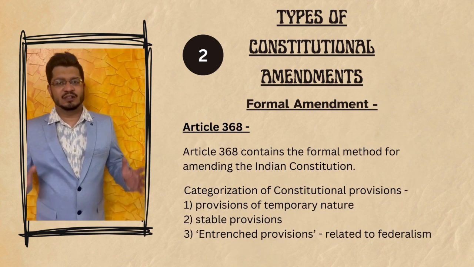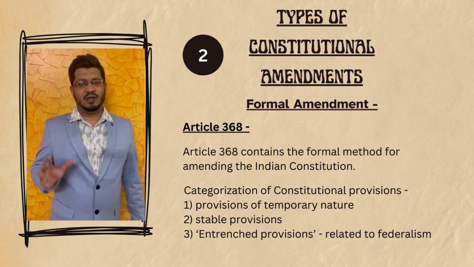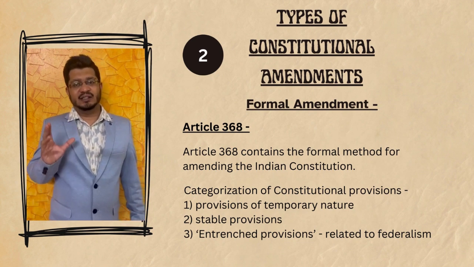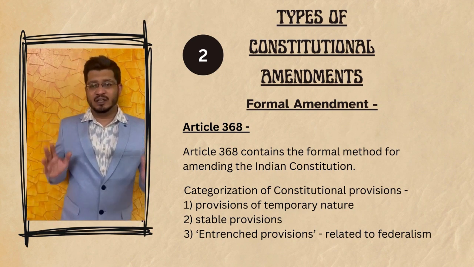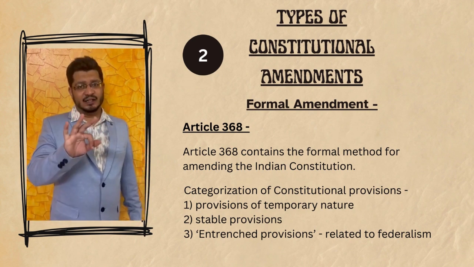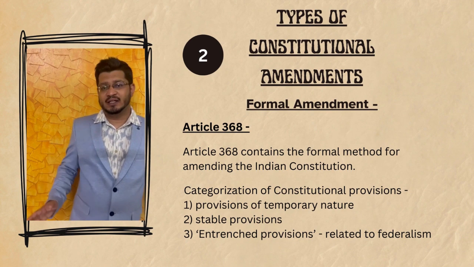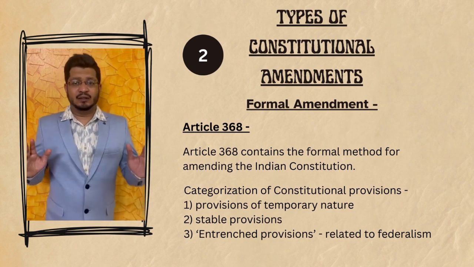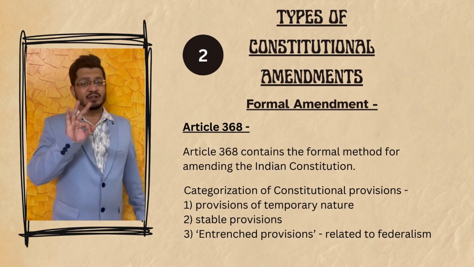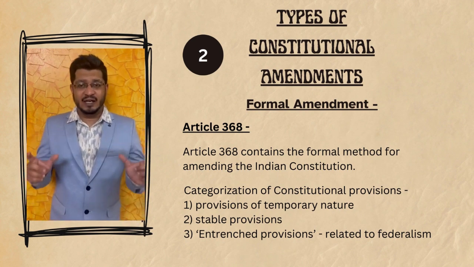Now let us start with the subtopic of formal amendments. In the Indian Constitution, the method for amending the Constitution has been described in detail in Article 368. In the context of the Indian Constitution, formal constitutional amendments can be broadly divided into three categories. The first category is amendment of the provisions of a temporary nature. Next, number two, it includes the amendment of stable provisions of the Constitution. And finally, number three, Article 368 describes the procedure for amendment of entrenched provisions.